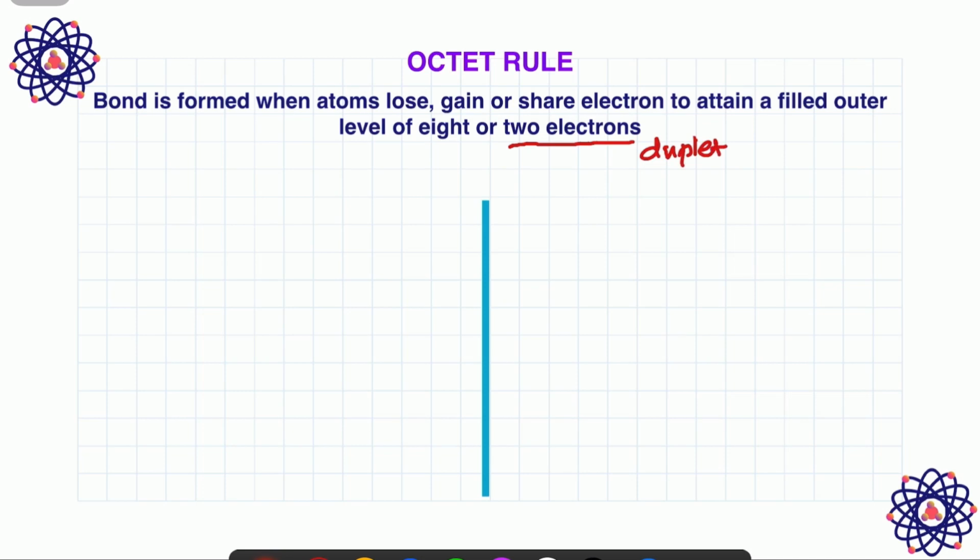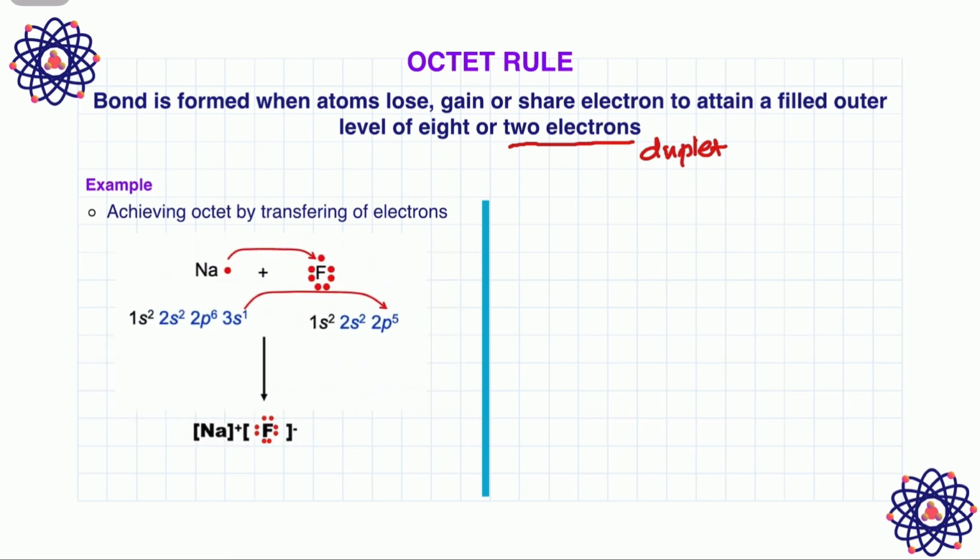Okay, let's see how to achieve the octet configurations, or obey the octet rule. The first one is achieving the octet by transferring of the electrons. Transferring electrons only occurs for the formation of the ionic bond, where the electron from the metal is transferred to the non-metal atoms.